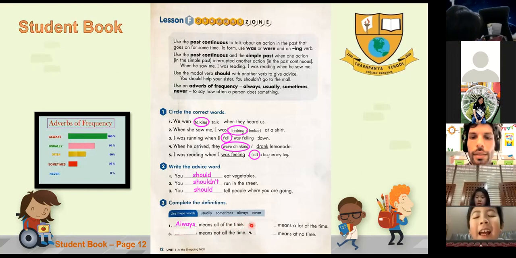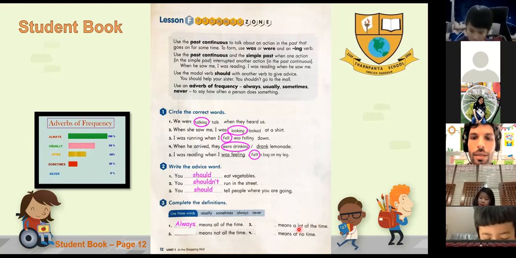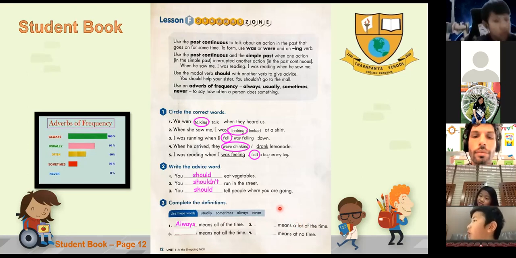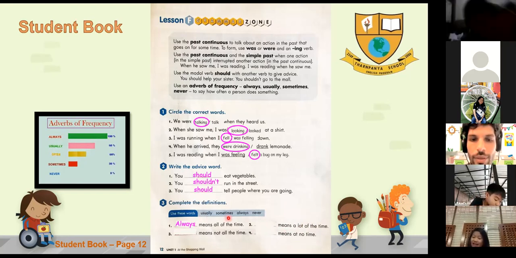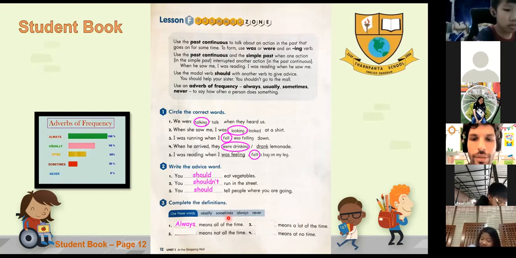Then it says, we have a missing word here, means a lot of the time. A lot of the time. Which one? Are you sure? Usually. Okay, usually means a lot of the time, like 80% of the time. Usually means a lot of the time.